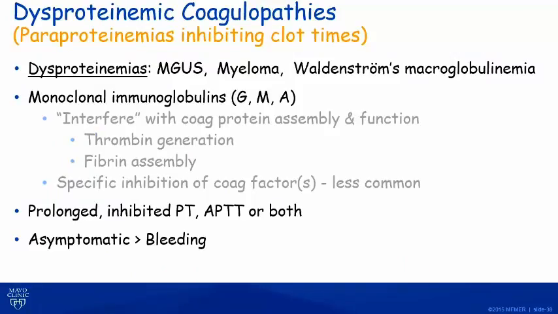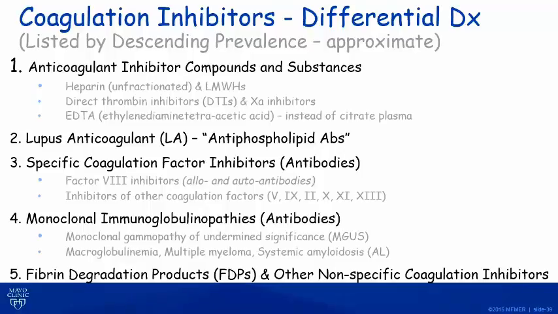Dysproteinemias sometimes can inhibit clotting time tests and sometimes can cause bleeding. In our experience, most of these individuals are asymptomatic, but some of them do have bleeding. And we'll come back to that later.